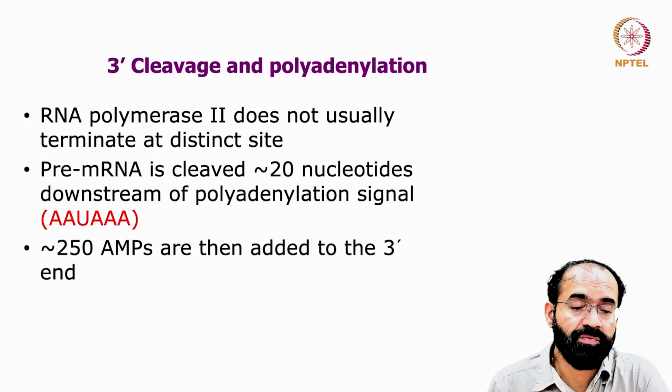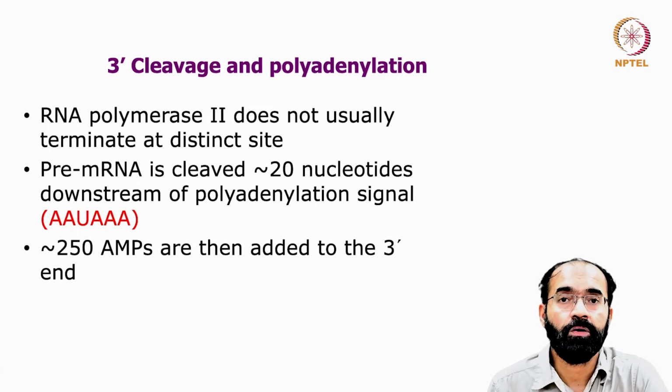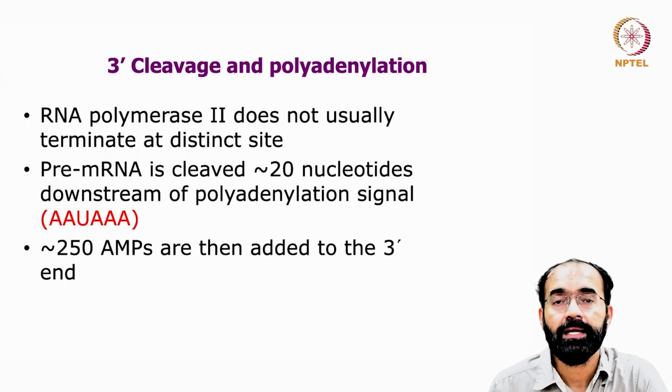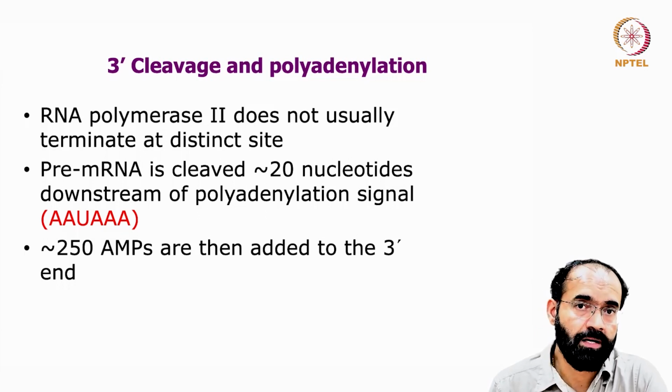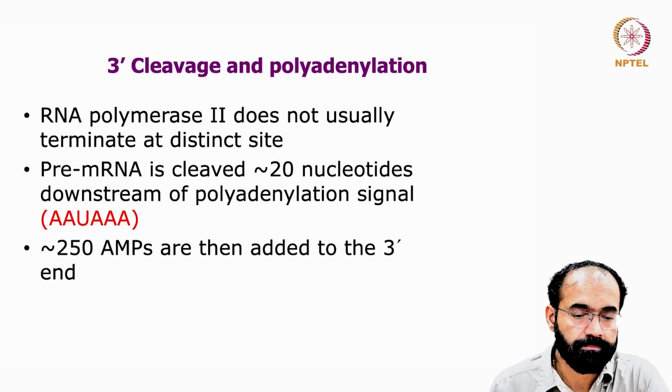And roughly around 250 adenosine monophosphates are present. Of course, it started with ATP, adenosine triphosphate, but now pyrophosphate is released and only one phosphate is present in the actual tail, the actual part of the nucleic acid. So that is what we call AMP.